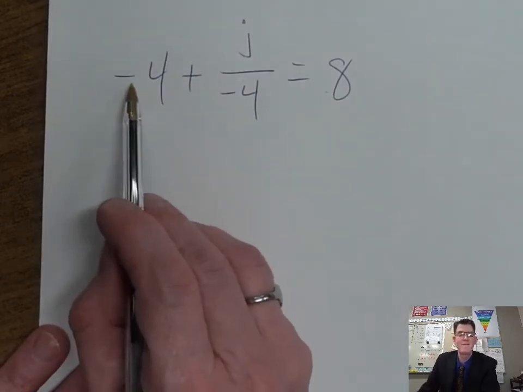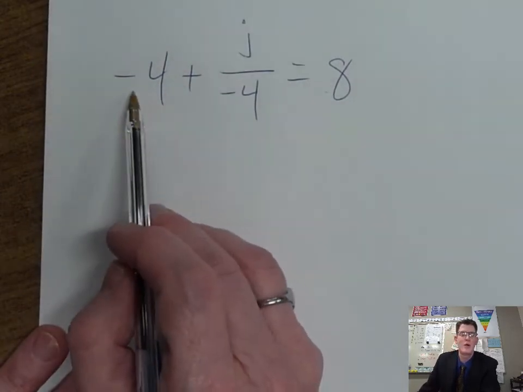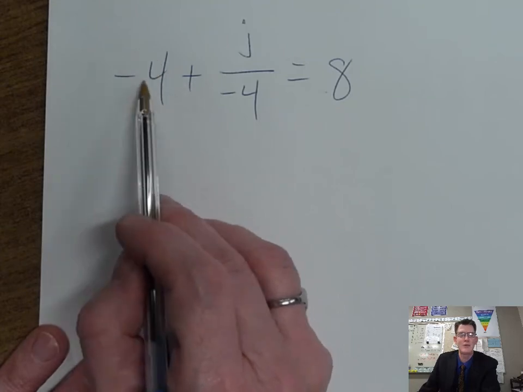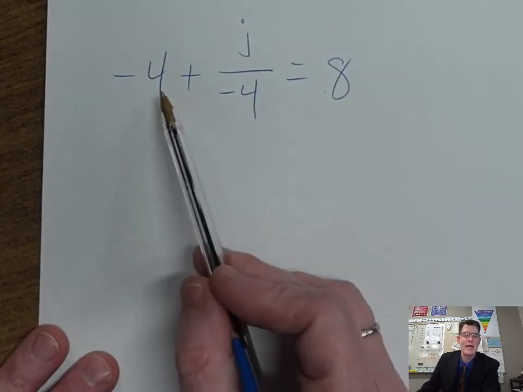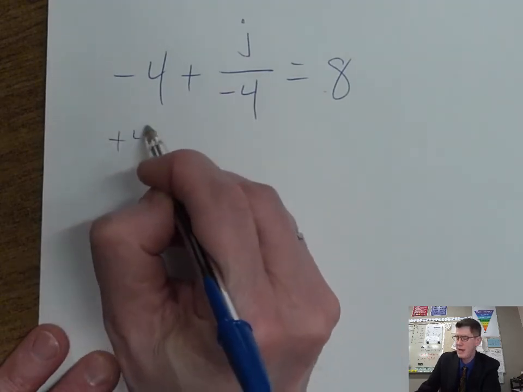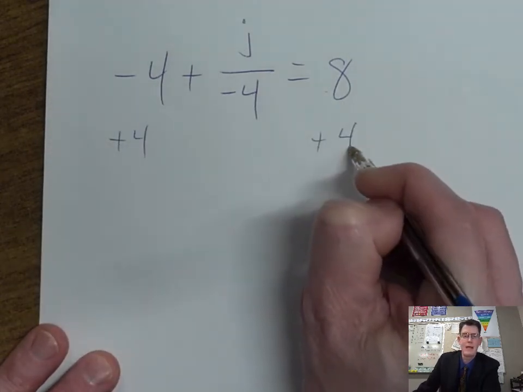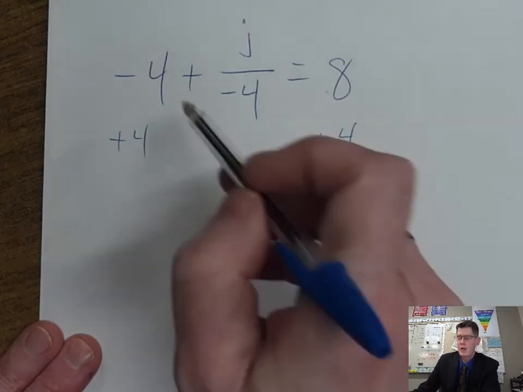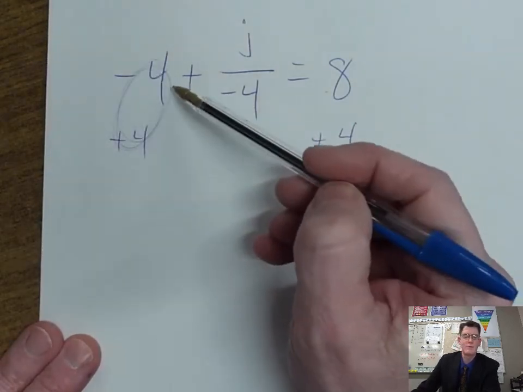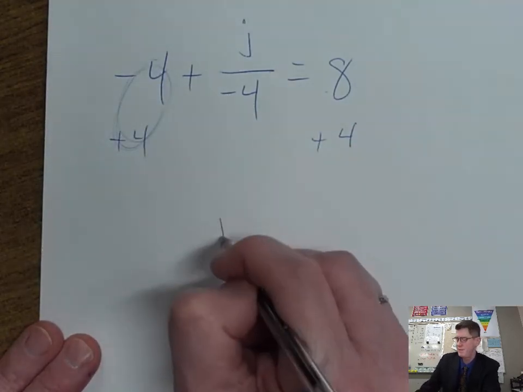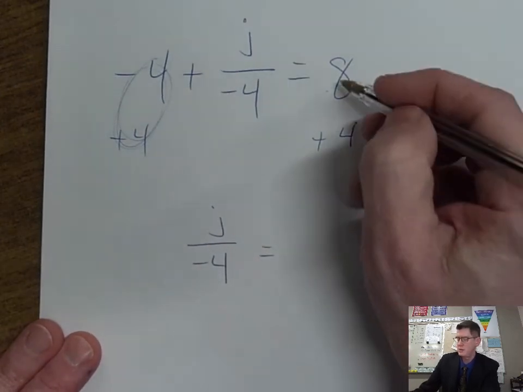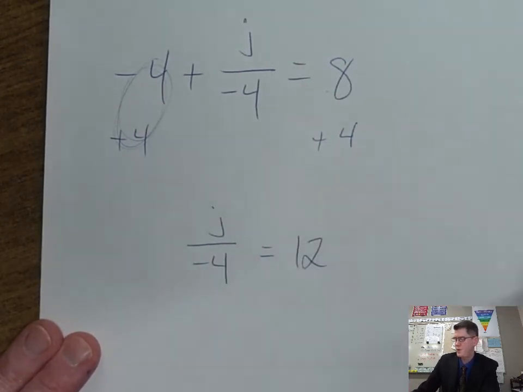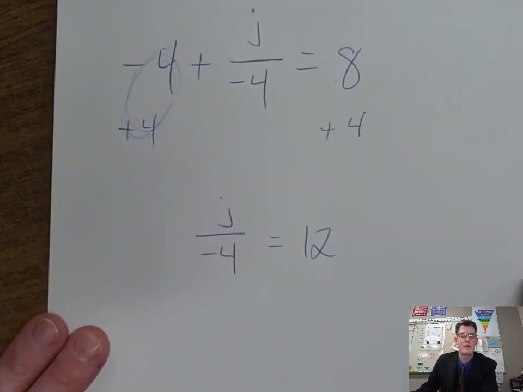This negative 4 is out on the edge here. It's the one, it's negative, so we're going to add it. That's what we undo first. We undo multiply and divide afterwards. So don't do that yet. Just add 4 and add 4. When you do that, that goes to 0 because it's the sign in front of the number. So j divided by negative 4 equals 8 plus 4. If you calculate to get the answer there.